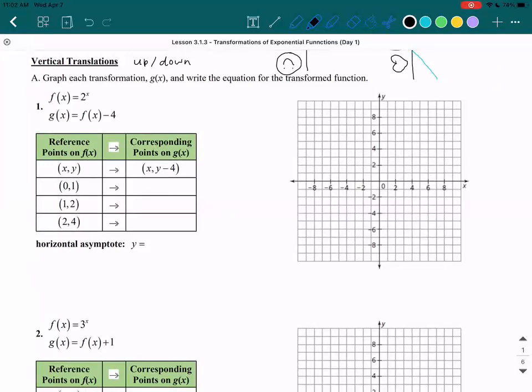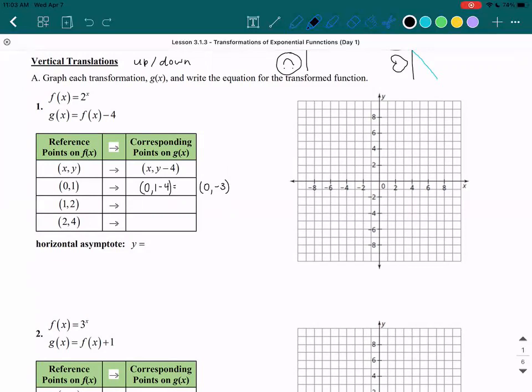So on f of x, there's the point 0, comma 1. Now on g of x, our new transformed equation, the x stays the same, so it's 0. And then 1 is our original y value, but we're going to go minus 4. So let's simplify this again. 0, comma, what is 1 minus 4? 1 minus 4 is negative 3. So originally the point on f of x was 0, 1. On g of x, the new equation, our point will be 0, negative 3.